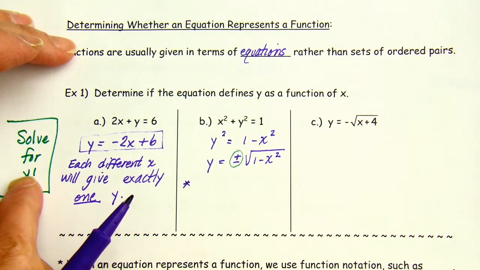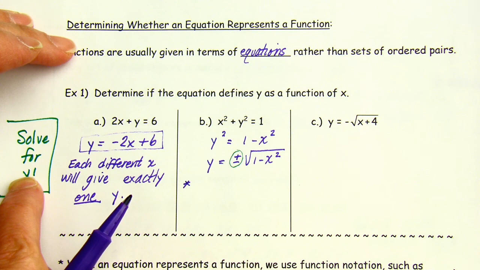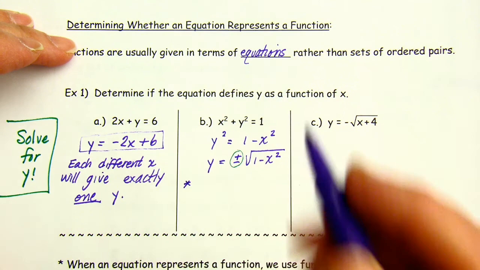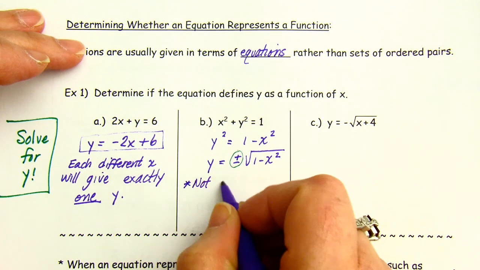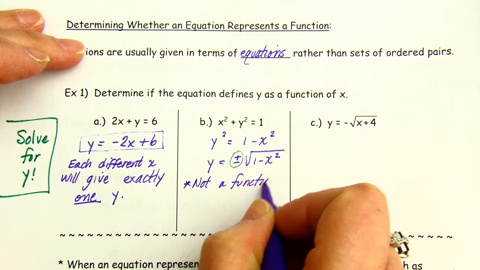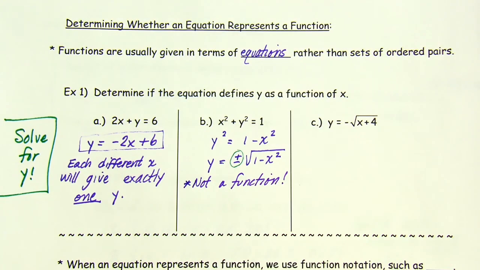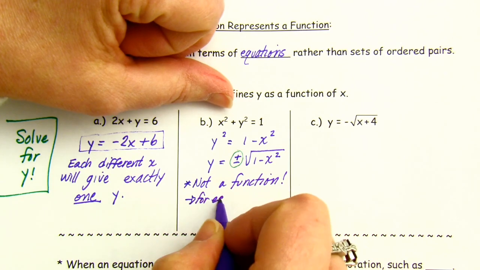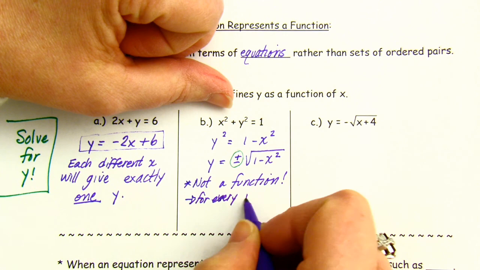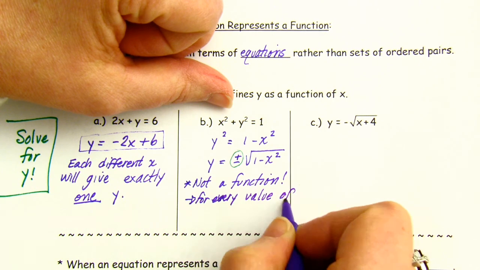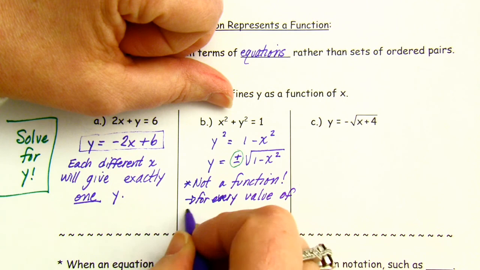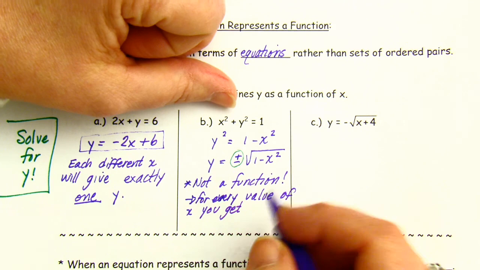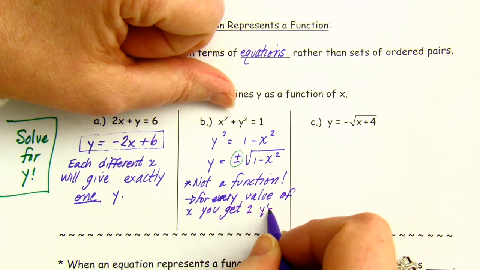And this is why I say just solve for y. Because if you don't get a plus or minus, then it's a function. But if you get a plus or minus, it's not a function. Not a function. So we'll put here: for every value of x, you get two y values, or two y's.